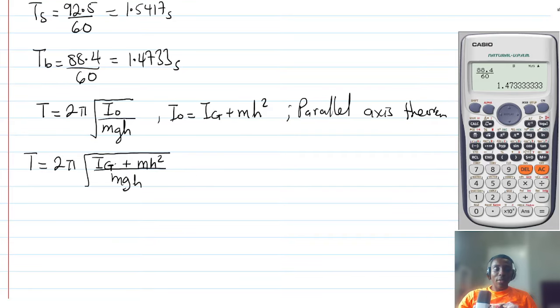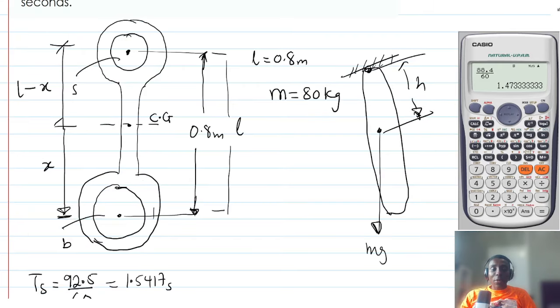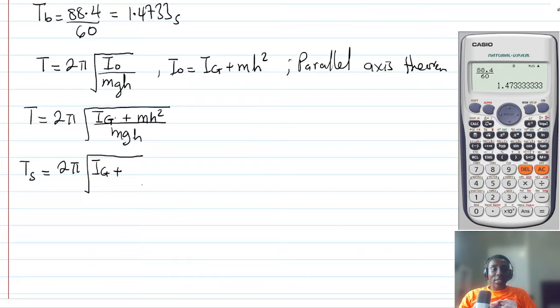For the small center, we are going to use the period of the small. So we will do 2 pi into the square root of Ig, which we don't know, plus the mass. So I think we have to change something here. Sorry for that. The small one is actually x, because that's what we are asked to find, and the big one will be L minus x. So this is the formula anyway.